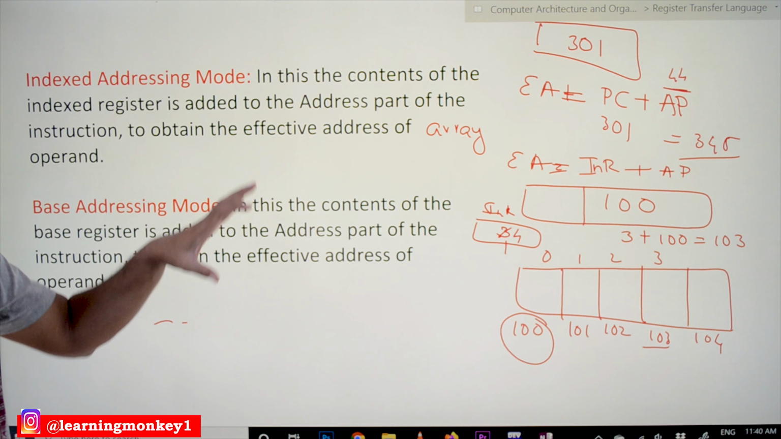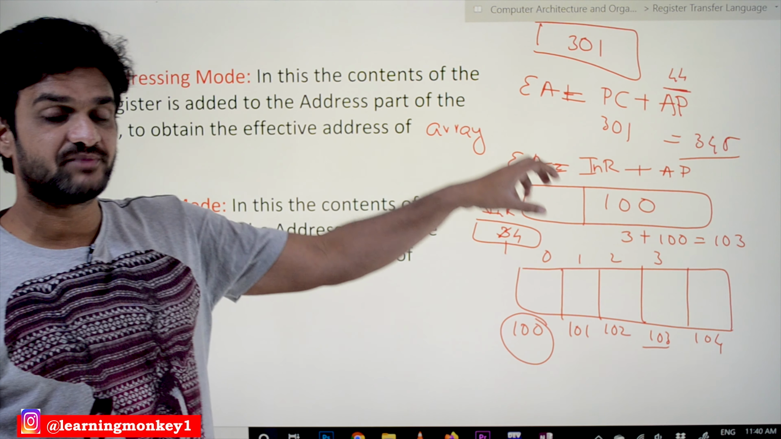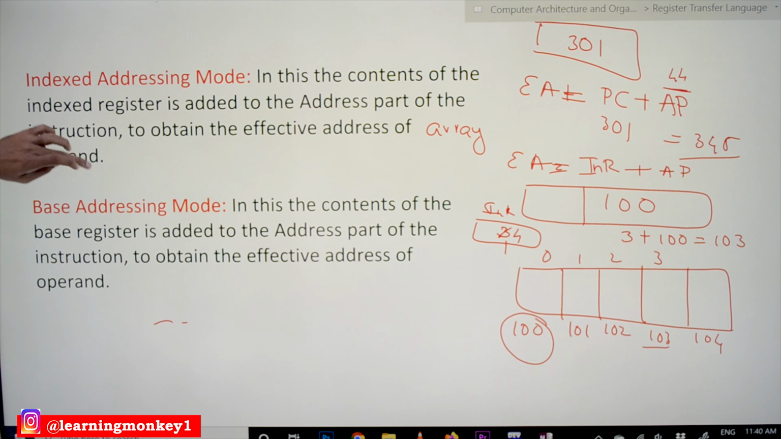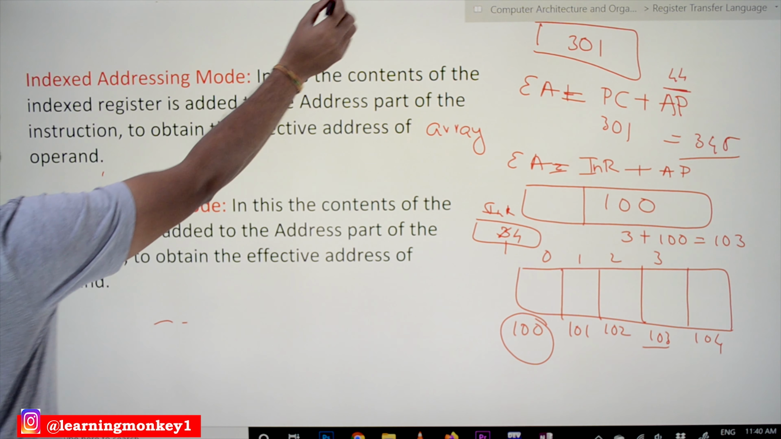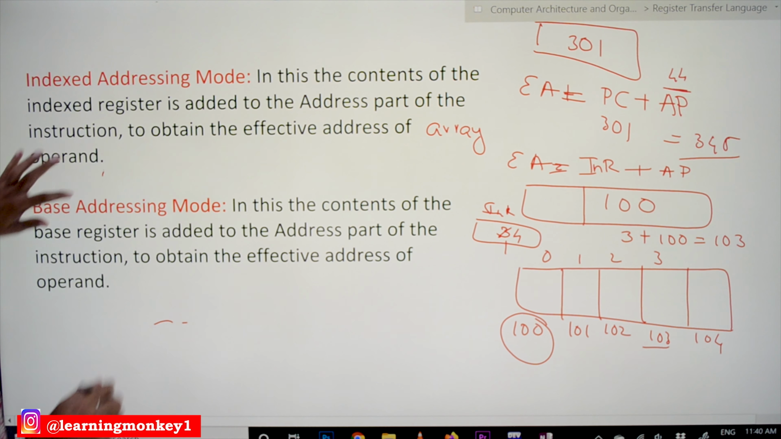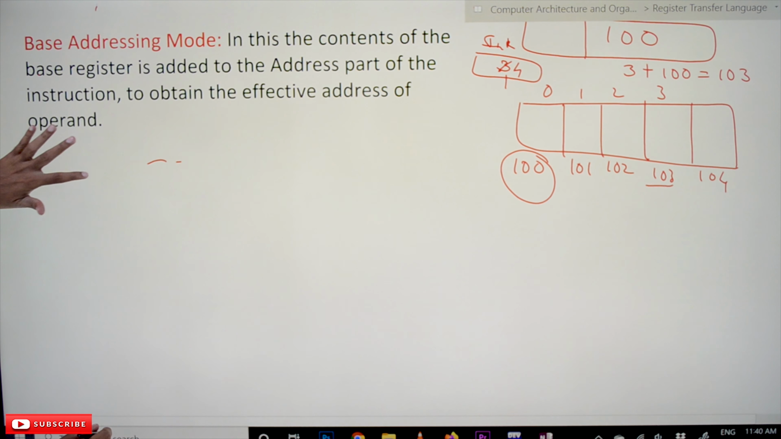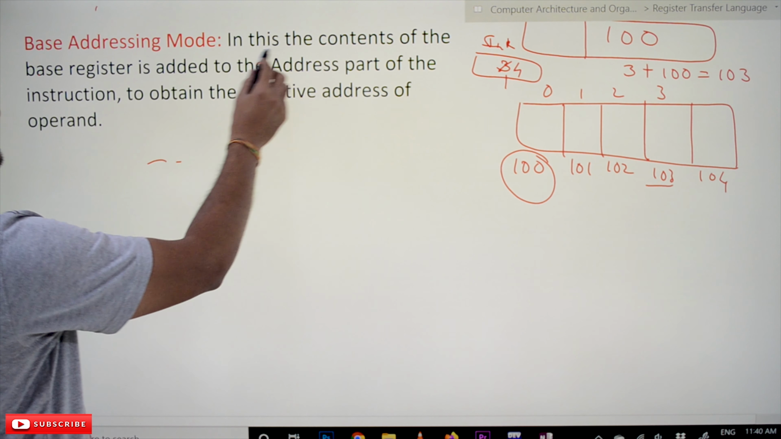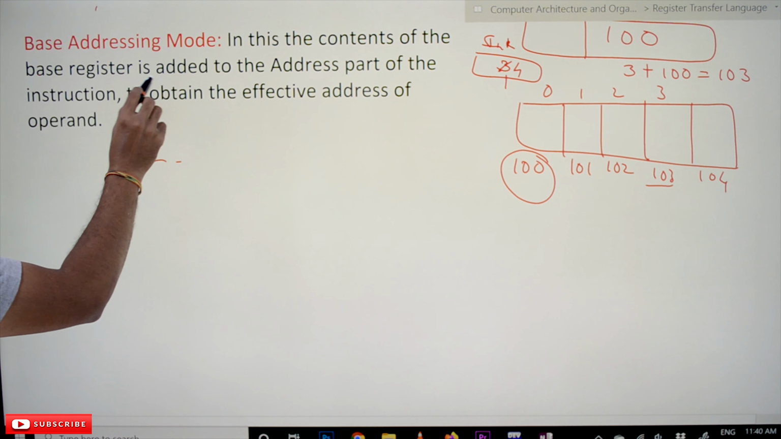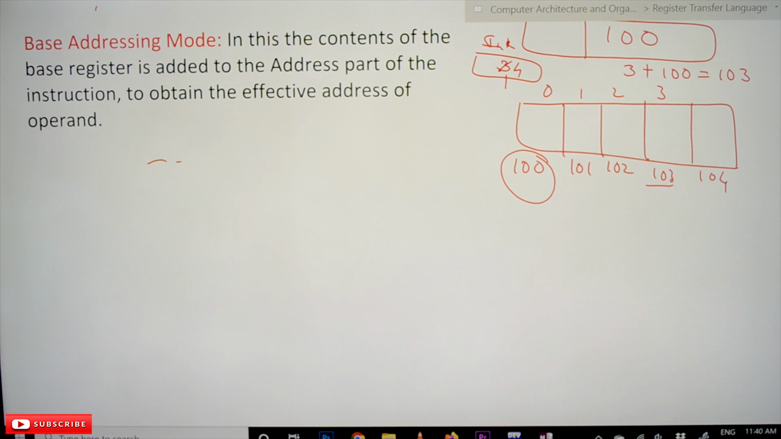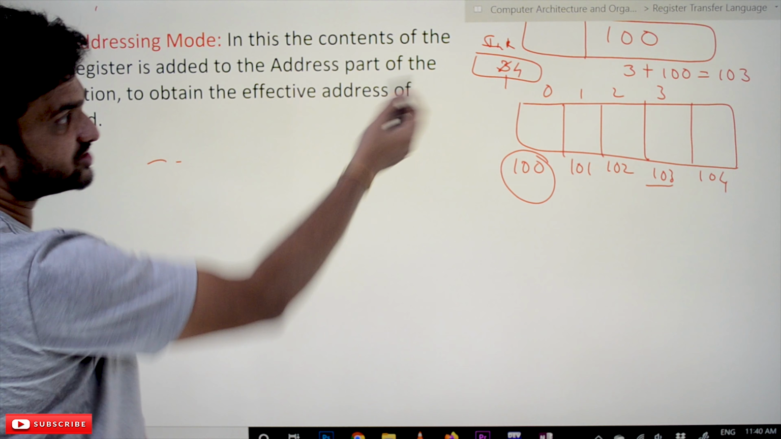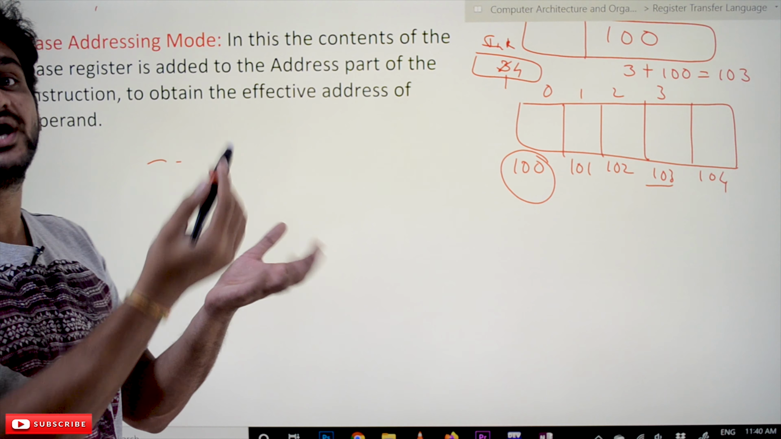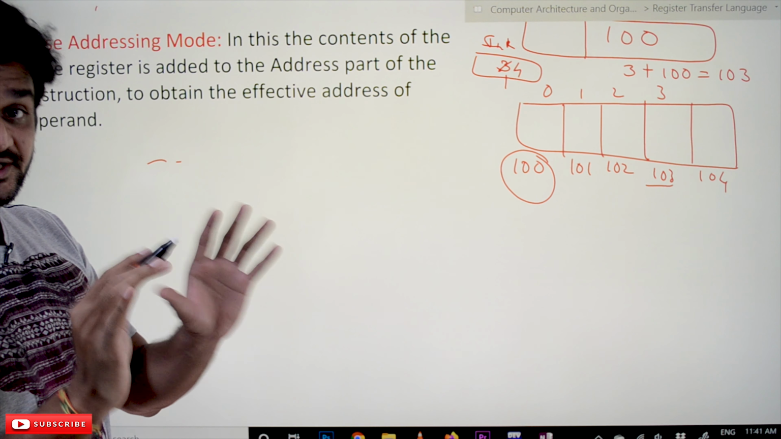Okay, so these kinds of addressing modes are not present in our computer, as our computer is a very simple computer. In the same way, base addressing mode. This is also an important concept to understand. In this mode, the contents of the base register are added to the address part of the instruction to obtain the effective address. Same as the index register, the only difference is the content of the base register is added to the address part. Where it is used is very important to understand.